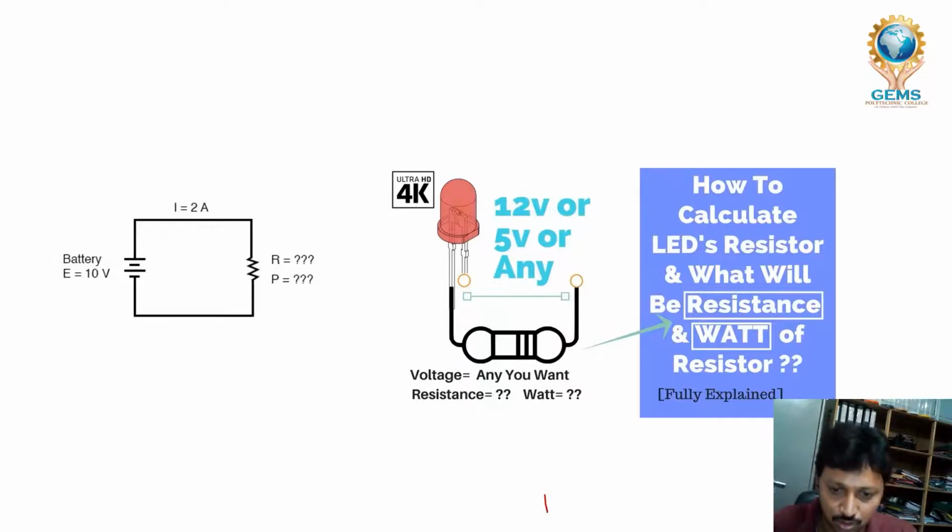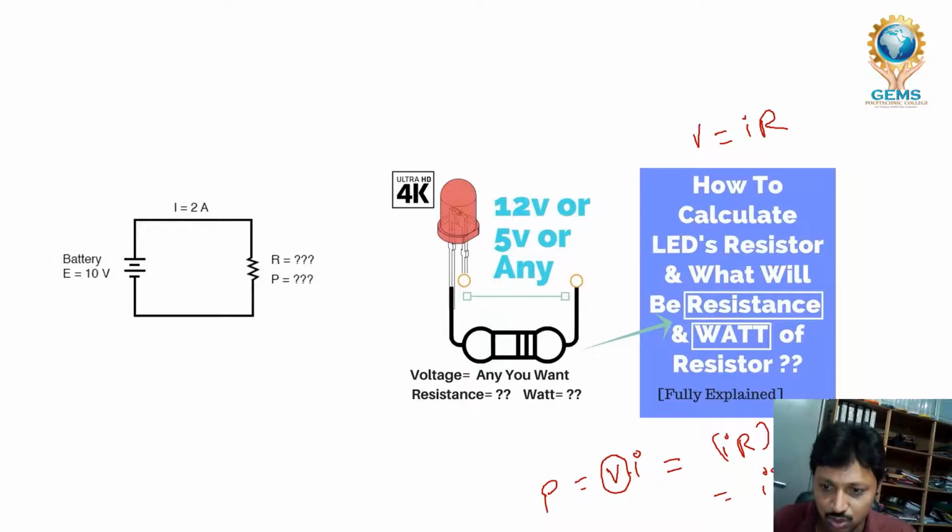So I'm going to write here P is equal to V into I, right? Your Ohm's law says that V is equal to I into R, right? You will substitute here in place of V, I into R, so you will get IR into I. So what happens? This is I square into R. So you got a formula. What is the formula here? I am going to write it here: P is equal to I square into R.